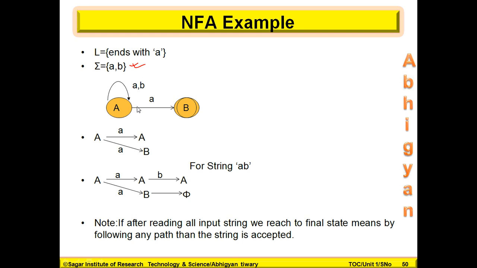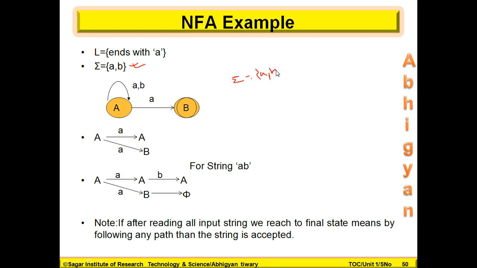First of all, I have made this A because the string is going to end with A, and whatever combination of A and B we want, we can give it in the starting phase. Now let's understand one more thing: the input alphabet is already given, that is {A, B}.